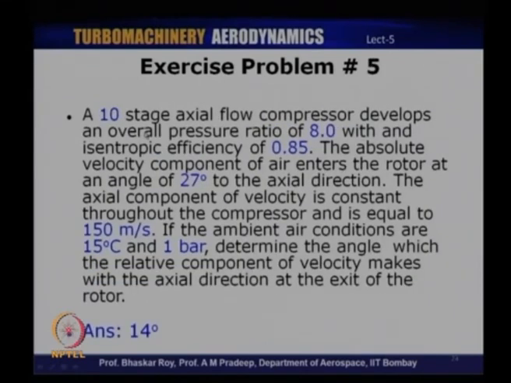And the last exercise problem is: a 10-stage axial flow compressor develops an overall pressure ratio of 8 with an isentropic efficiency of 0.85. The absolute velocity component of air enters the rotor at an angle of 27 degrees to the axial direction. The axial component of velocity is constant throughout the compressor and is equal to 150 meters per second. If the ambient air conditions are 15 degrees Celsius and 1 bar, determine the angle at which the relative component of velocity makes with the axial direction at the exit of the rotor. In this case, the angle is 14 degrees.